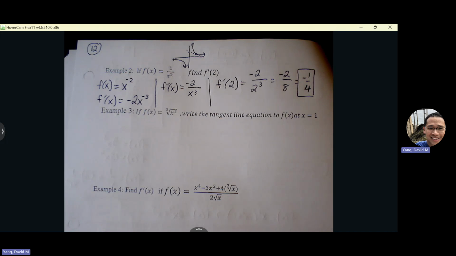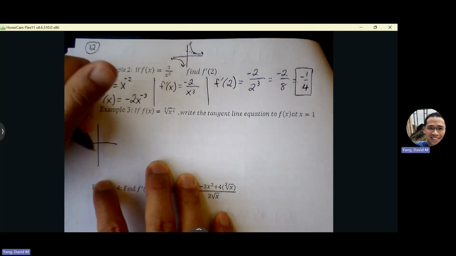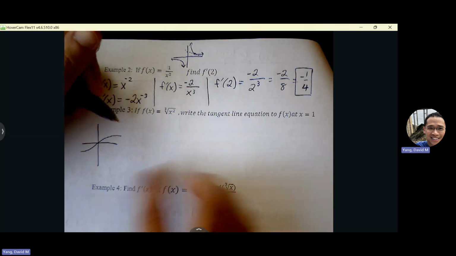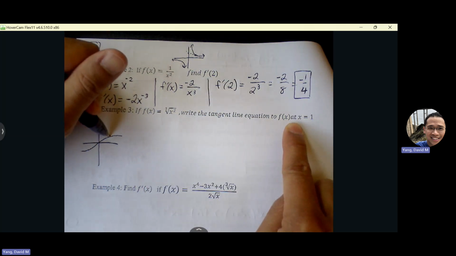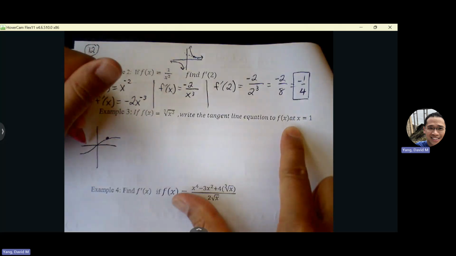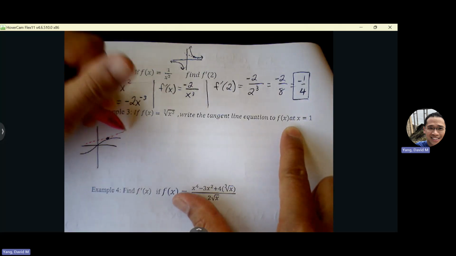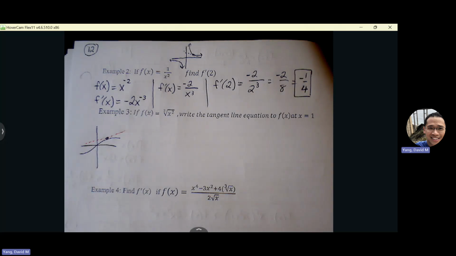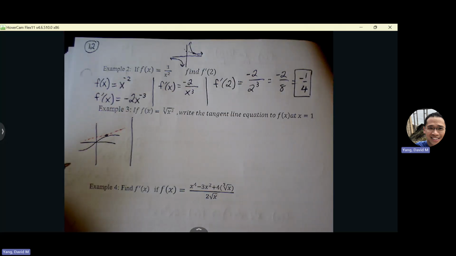Okay, example 3. f of x equals cube root of x squared. Write the tangent line to the curve at x equals 1. Whatever the graph looks like, maybe something like this. It's asking for the equation of the tangent line at x equals 1. So our goal is we want to find the ordered pair, we want to find the slope, and then we're trying to build the equation of this line that just happens to skim the surface of the curve at x equals 1. So that's our goal. Our goal is to build that tangent line equation through that point. So we need an ordered pair, we need a slope, and then we'll put it all together with point slope form.